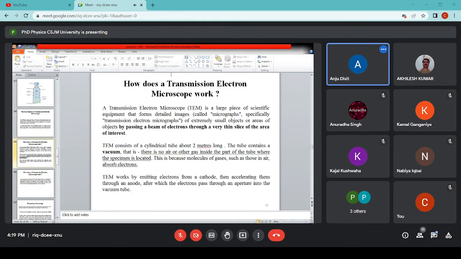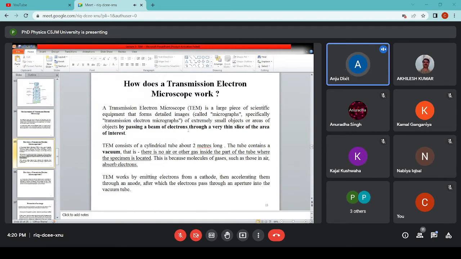So how does a transmission electron microscope work? First remember, we need to have some sample preparation before we start our experiment. The sample has to be very thin in the case of TEM because we have to pass a beam of electrons through it, and it has to be in vacuum. Whatever measurements are done have to be done in vacuum. A transmission electron microscope is a large piece of scientific equipment that forms detailed images called micrographs. In scientific terms, we call those images micrographs.